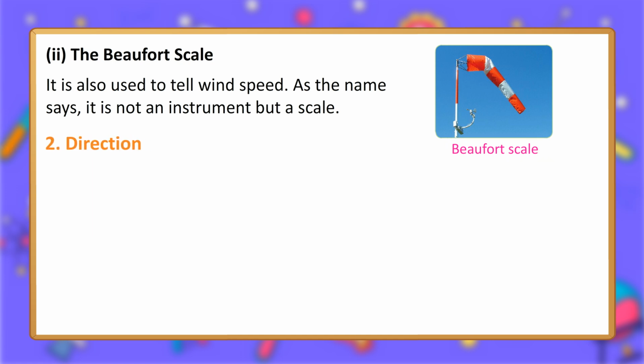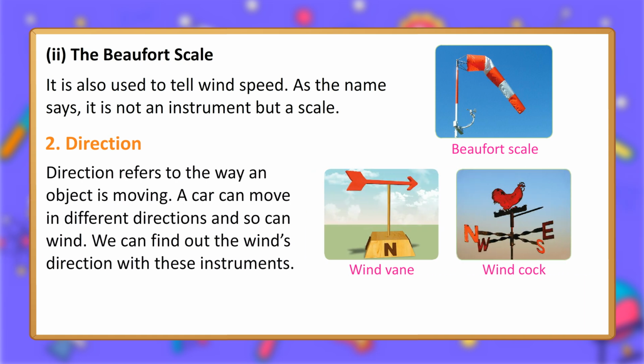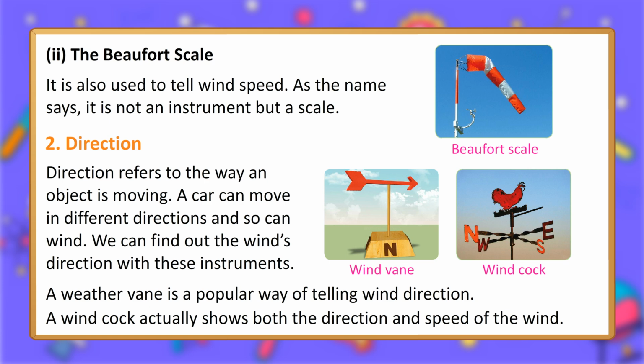Beaufort scale. 2. Direction. Direction refers to the way an object is moving. A car can move in different directions and so can wind. We can find out the wind's direction with these instruments. A weather vane is a popular way of telling wind direction. A windcock actually shows both the direction and speed of the wind.